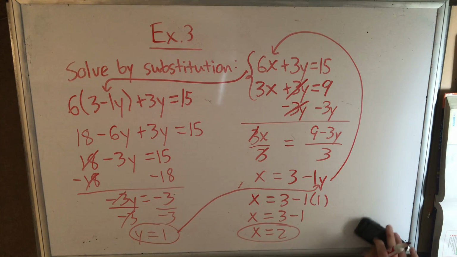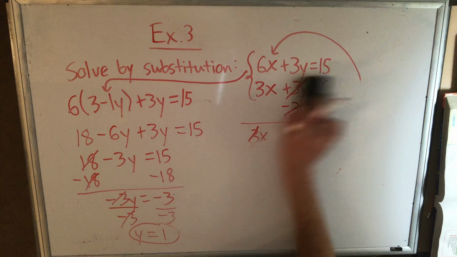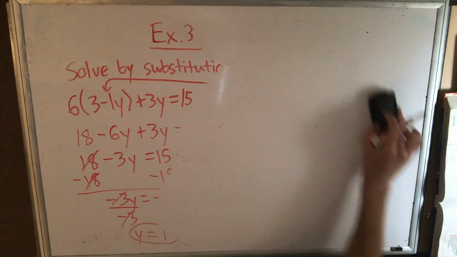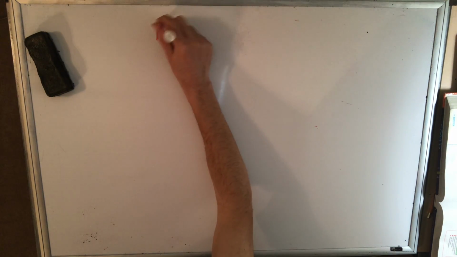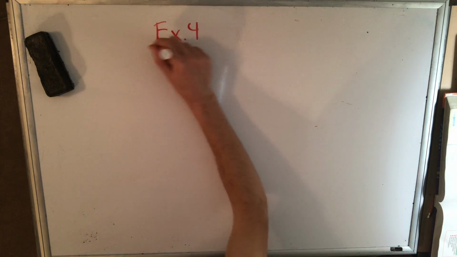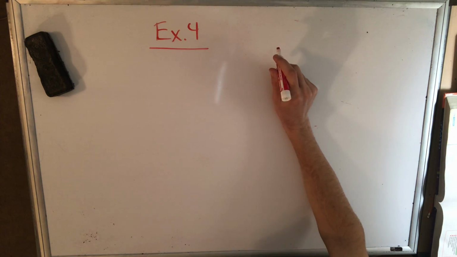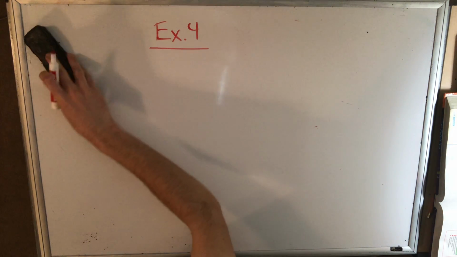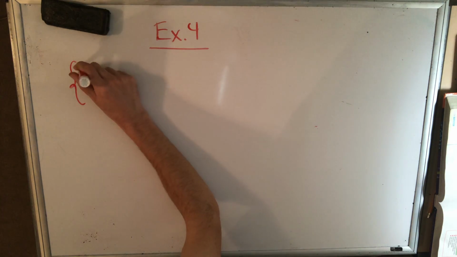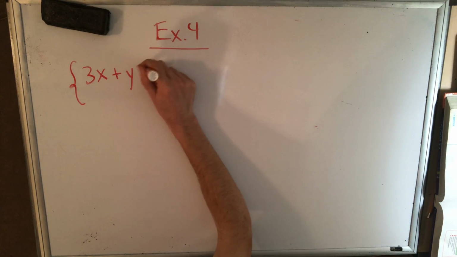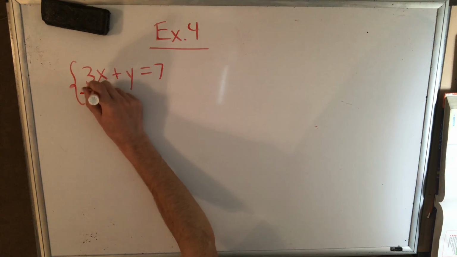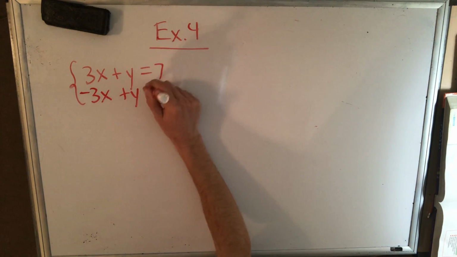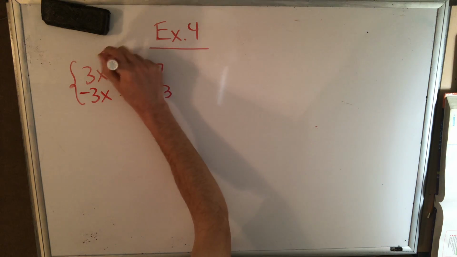Now let's go to example 4. And we're going to learn solving by elimination this time. Example 4. We're given 3x plus y equals 7. And the other equation in our system of equations is negative 3x plus y equals 13. Solve by elimination.